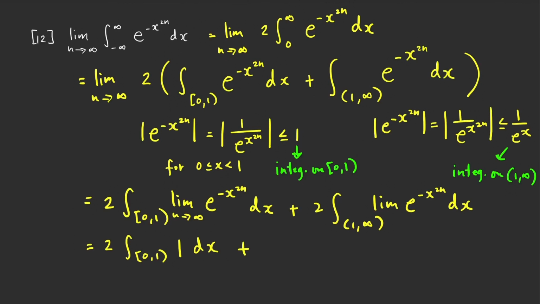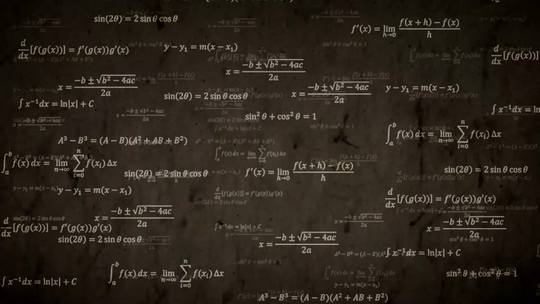So that is for any x in this interval, the limit of this one is equal to 1. And the limit of this when x is greater than 1 is equal to 0, as n goes to infinity. So this is just 2 times the integral from 1 to infinity of 0 dx. So this second integral is just equal to 0. Therefore, this is just equal to 2 times 1, and then you have here plus 0, which is equal to 2.